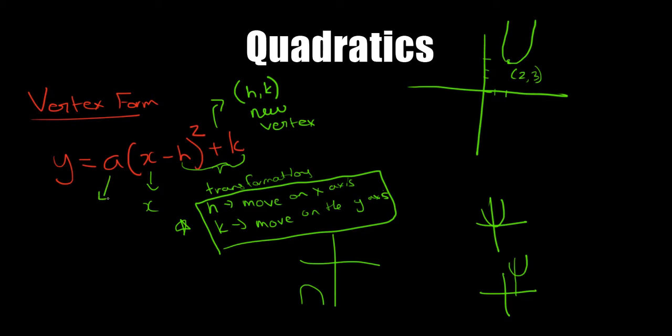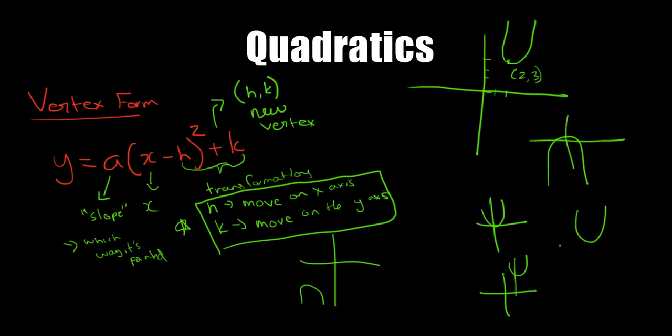And now a, in a way, describes the slope. It describes which way the parabola is pointed. So for example, if your a is negative, you will end up with a parabola like this. And if it's positive, you'll end up with something like this. Also, it describes how thin or thick it is.